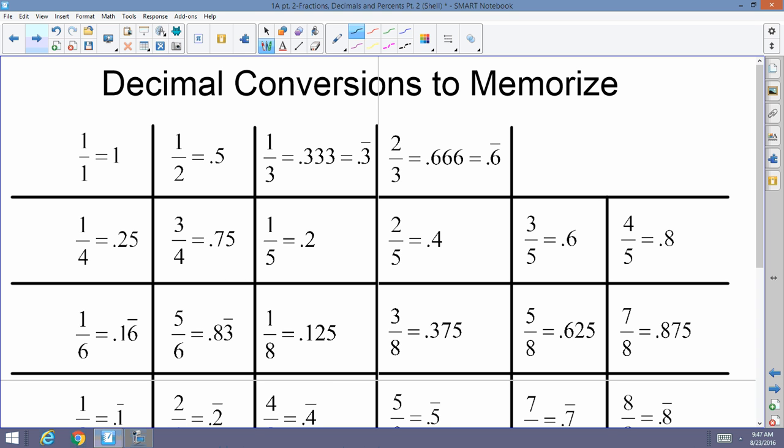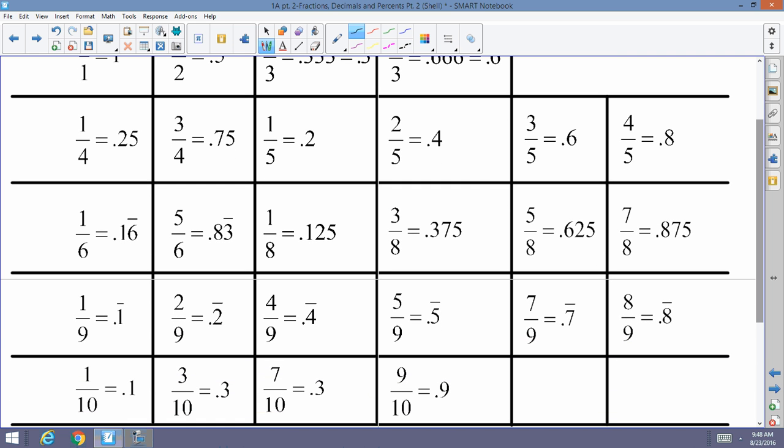1/2, you should know it's 0.5. 1/3 is 0.333 or 0.3 repeating. 2/3 is 0.666 or 0.6 repeating. Okay, those are things you should know. 1/4 is 0.25. 3/4 is 0.75. 1/5 is 0.2. 2/5 is 0.4. 3/5 is 0.6. 4/5 is 0.8.